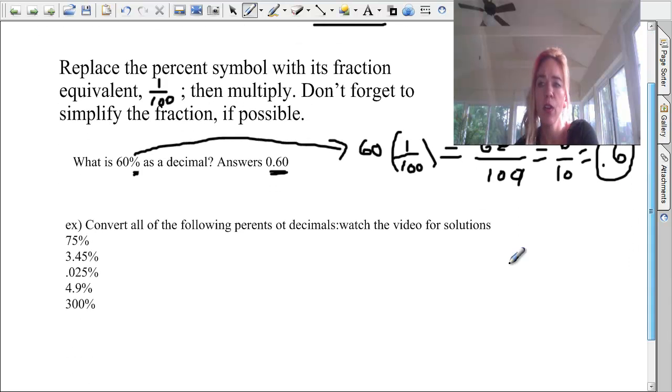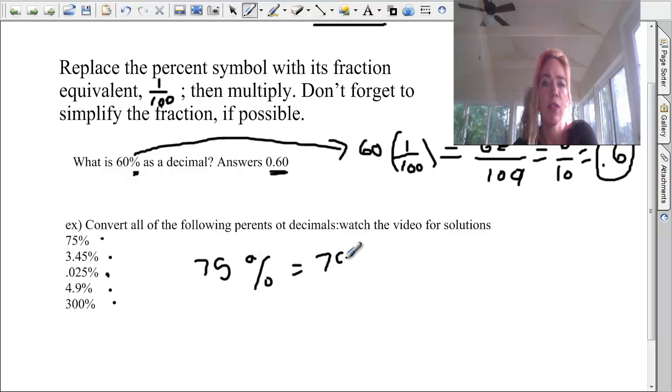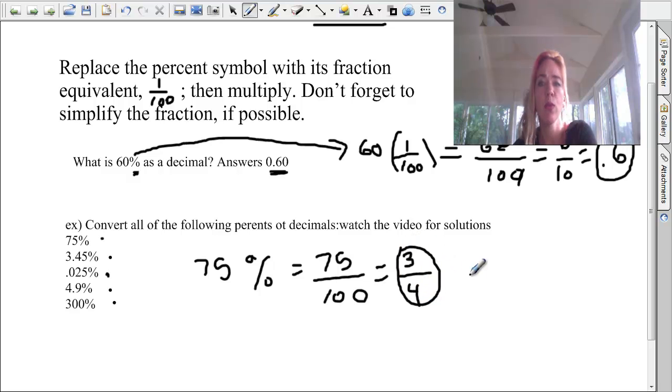Okay, so let's try going the other way now. I'll do these one by one. This one, this one, this one, this one, this one, this one. So 75% really means 75 per 100, or out of 100. Reduce. So 25 goes into 75 3 times. 25 goes into 100 4 times. So we have 3/4. And then you might know that by heart, that's 0.75. You may know that by heart, or you may have to divide the denominator into the numerator.